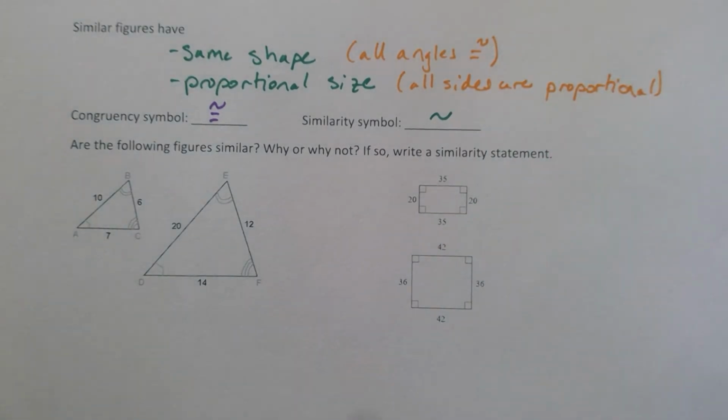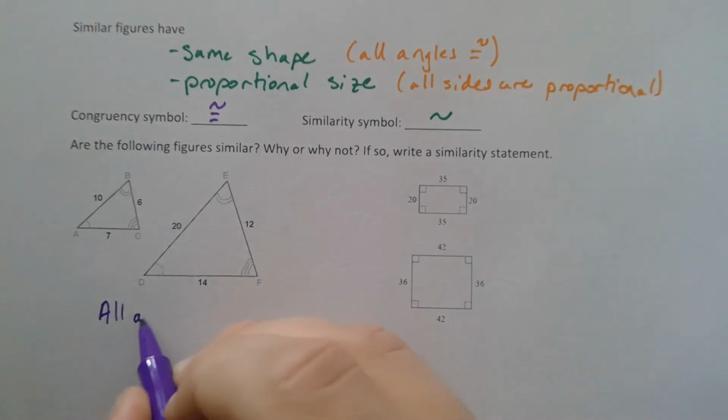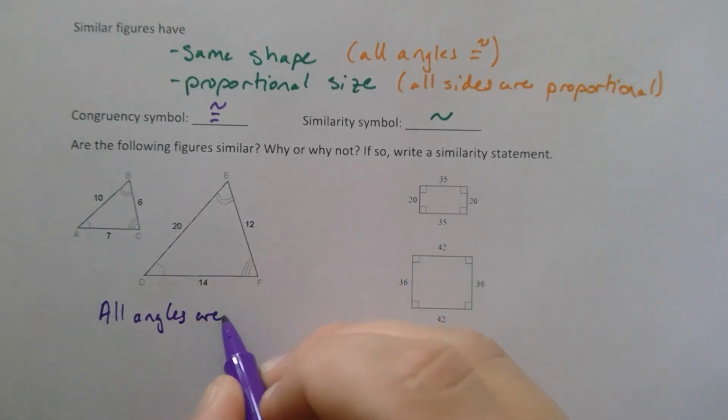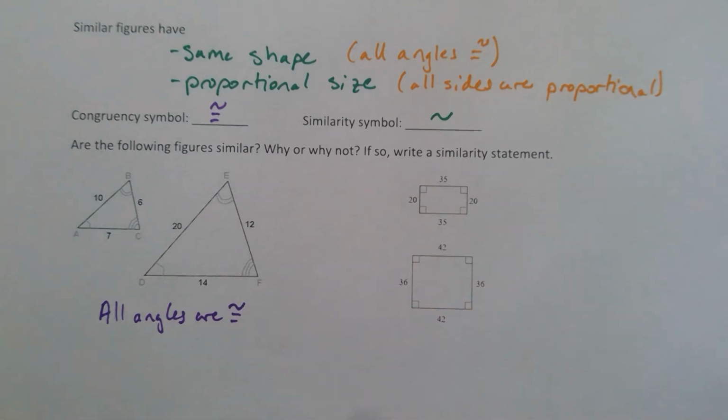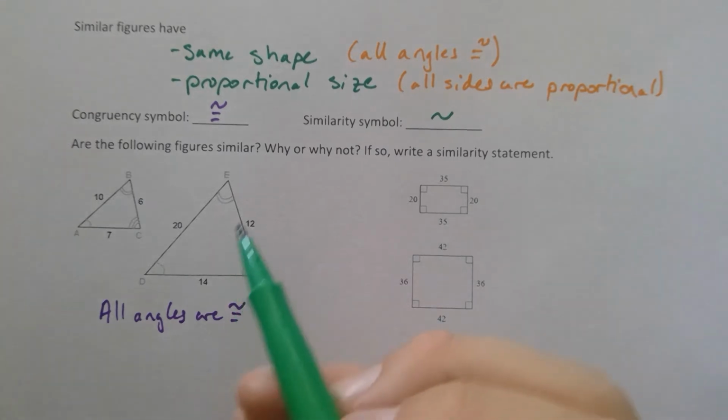Okay, so first off, let's take a look at our angles. I look at my angles, A and D, and since they have one marking each, those are congruent angles. B and E both have two markings, so those are congruent angles. C and F both have three markings, and so those are also congruent angles. So it means that all angles are congruent.